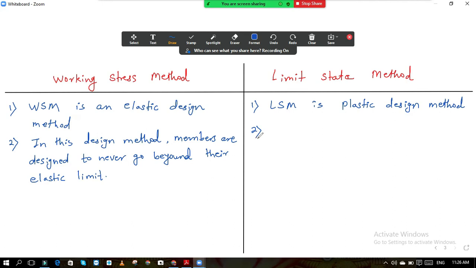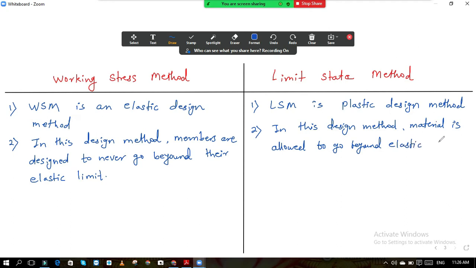Second point in the limit state method: in this design method, the material is allowed to go beyond the elastic limit and enter into the plastic zone.